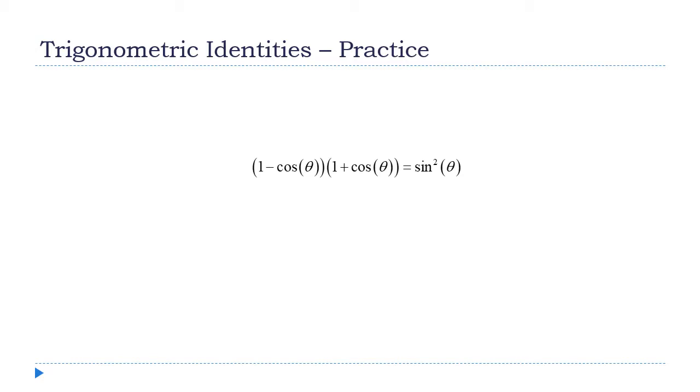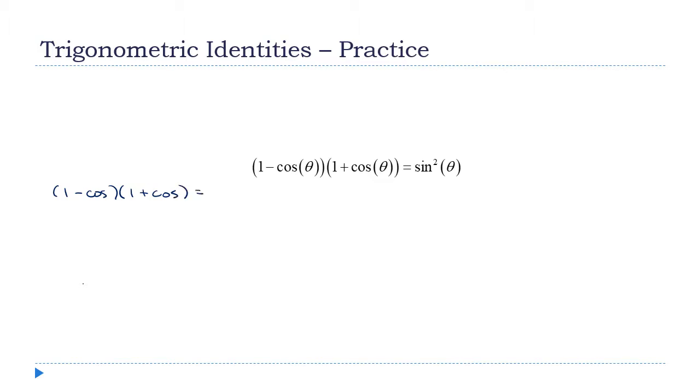Okay, really, you could come at this one two different ways. You might even be able to do this working on the smaller, the sine squared side. So let me do both. Let me start by working on the left side: 1 minus cosine times 1 plus cosine.